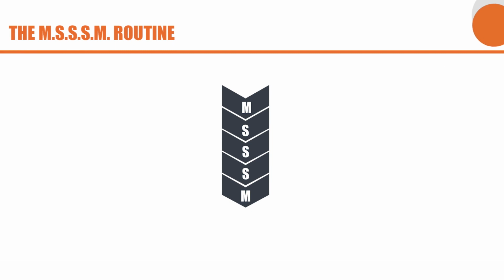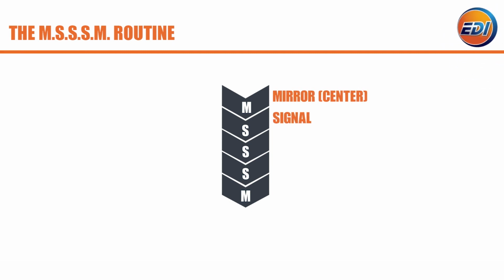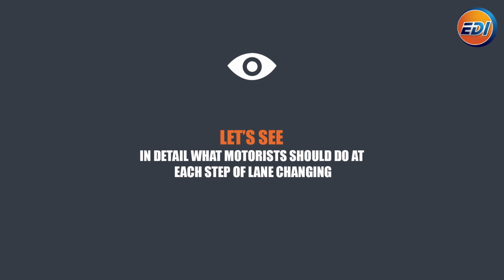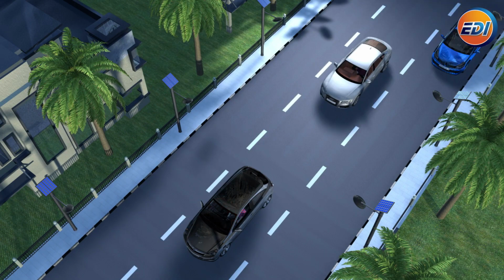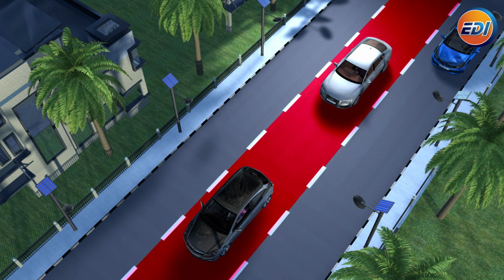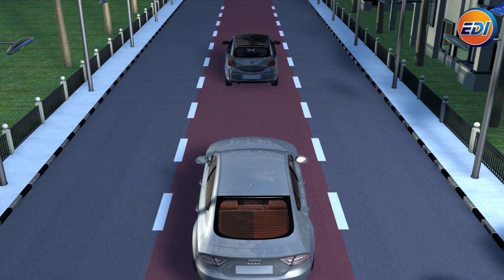The MSSSM routine: mirror, center, signal, side mirror, shoulder, mirror, center. Let's see in detail what motorists should do at each step of lane changing. The first step is mirror. Check the center mirror to know the traffic movement behind. Make sure. What is the situation?